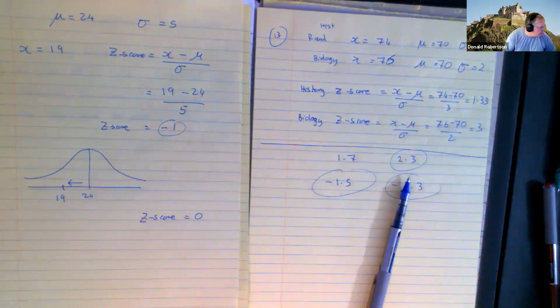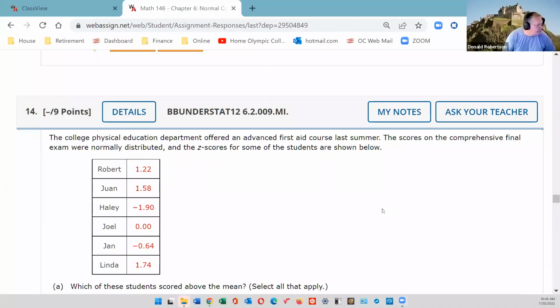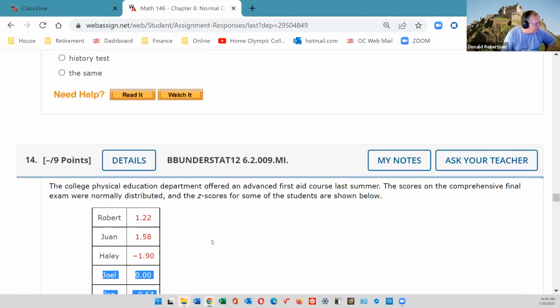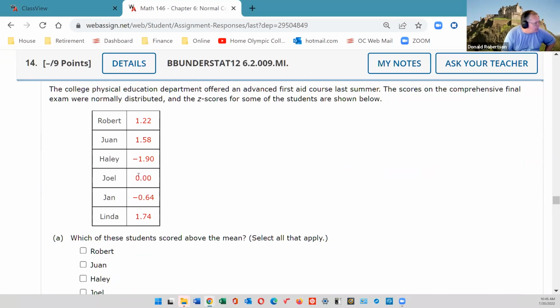Now, in the next one, we are going to look at a whole load of people in a class, and all you're going to see is their z-scores. So for instance, Robert's z-score is 1.22. Linda got 1.74. There's Joel and various other people. Now, which one of these students scored above the mean? In other words, they did better than the average. Well, if you did better than the average, isn't your z-score going to be positive?